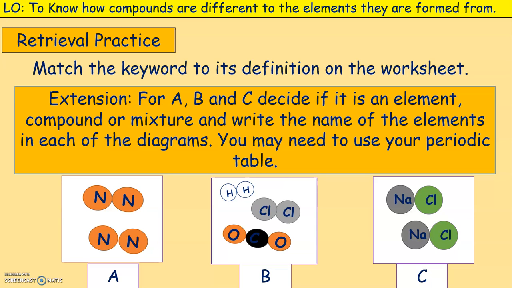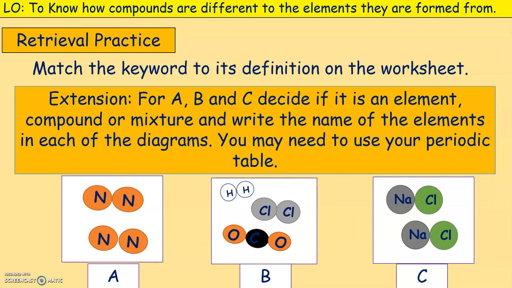All right, when we look at C, we can see that these two are chemically bonded. We've got sodium and we've got chlorine, which give us sodium chloride. You're going to learn that in a bit. So this is actually a compound because they are chemically bonded together. Again, pause the video, mark your work, and make your corrections. When you're ready, press play.